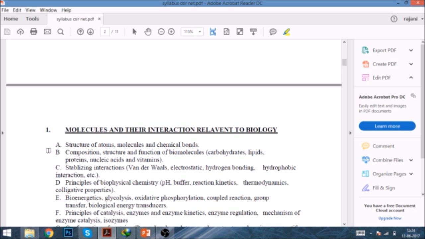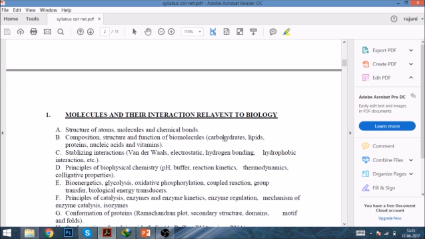First is molecules and their interaction relevant to biology. In this, mostly questions are asked from pH and buffers and chemical kinetics or reaction kinetics, like the K1, K2 values. Numerical based questions are asked basically from pH and buffers, and in thermodynamics basically Gibbs free energies, which we also term as delta G, are asked in the numerical based questions from this topic.